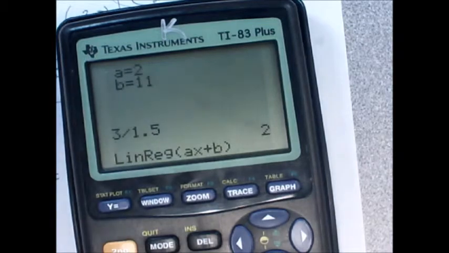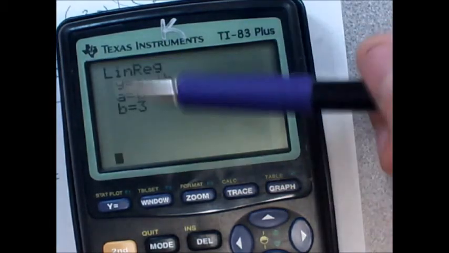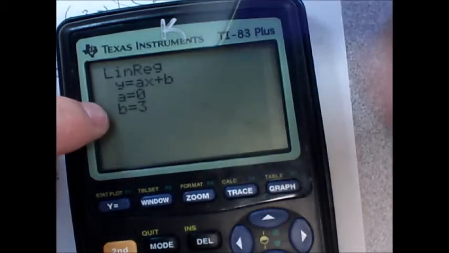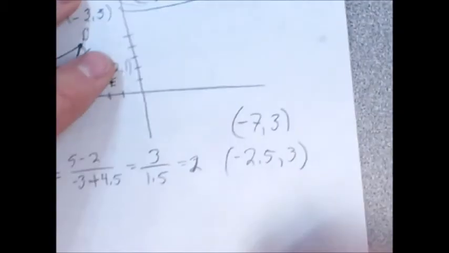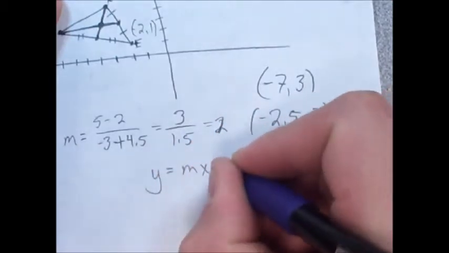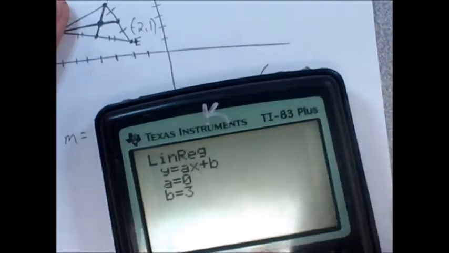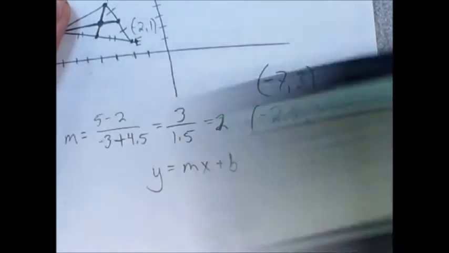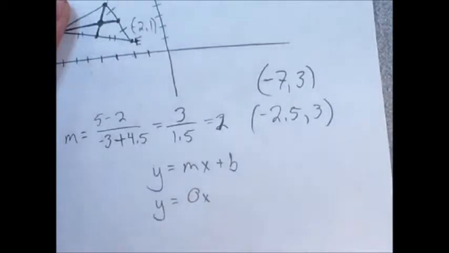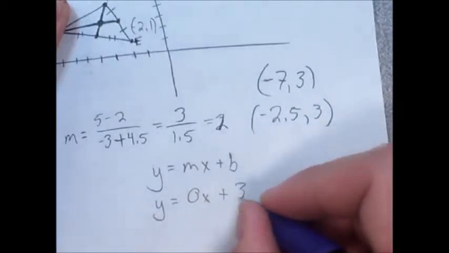Do ln reg of it again. Your slope is 0 and your y-intercept is 3. So if I recall the formula, this is your slope-intercept formula, y equals mx plus b, and that's the form they put them in. Okay, I take my slope, y equals 0x plus my b, which was 3, and I finish solving this.